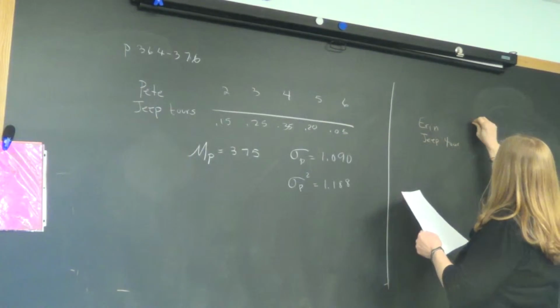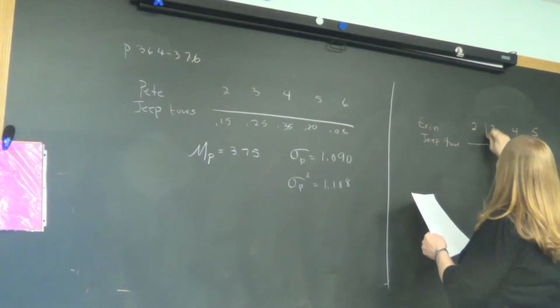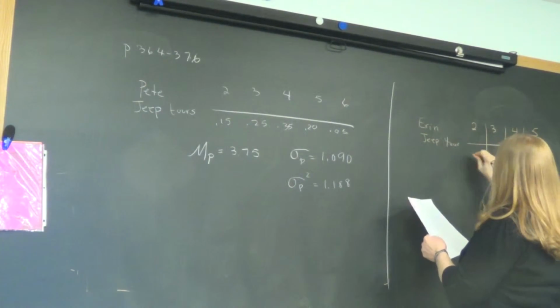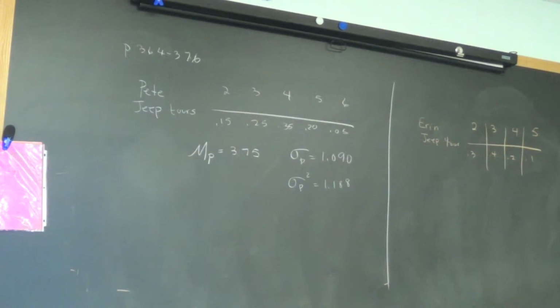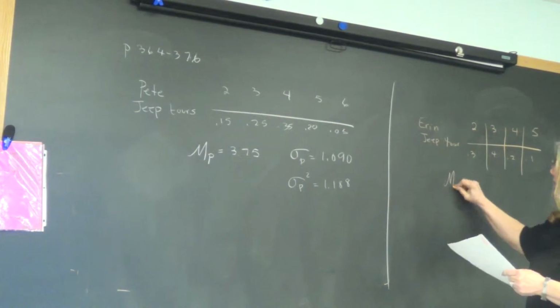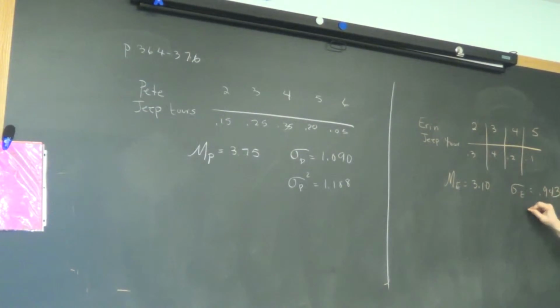Please copy this chart. She has 2, 3, 4, and 5 as the only options she offers for people, and 0.3, 0.4, 0.2, 0.1. Those are both legitimate probabilities because they add up to 1 and follow the other rules of probabilities. The mean of Aaron's operation is 3.10. The standard deviation of Aaron's operation is 0.943. And the variance, I got that by squaring it, is about 0.89.